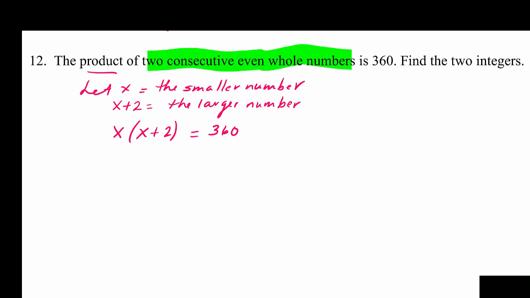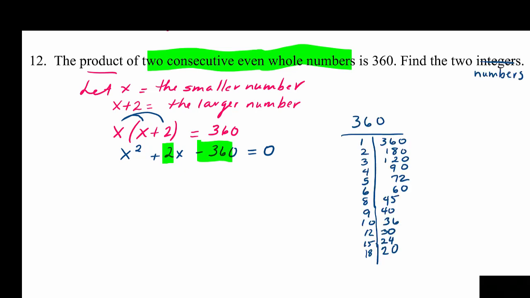So this is similar to the last problem, right? Okay, so we're going to go ahead and distribute, and we get x squared plus 2x, and let's subtract 360 equals 0. And once again, we're going to have to look for two numbers that multiply to a negative 360, and they have to add up to a positive 2. So I'm going to make a list again till we can find those.